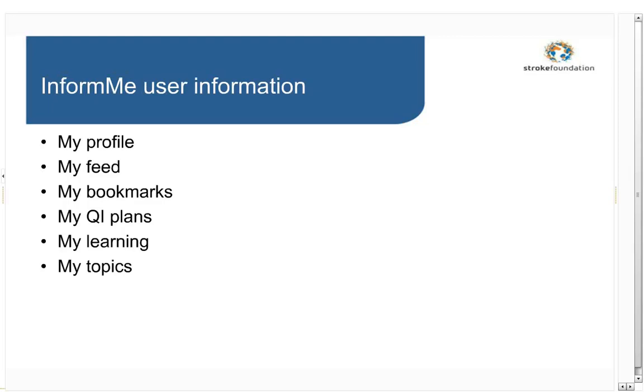And now the InformMe user information. So InformMe has a number of ways in which the site can be personalised to you and your needs. Obviously the My Profile section contains things like your name, your occupation, and your affiliated hospital. Then you've got My Feed, which displays the latest content added to topics that you've chosen to follow, as well as featured links and documents for you to use.